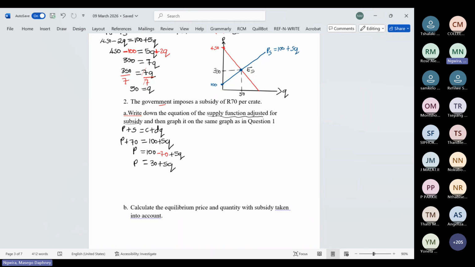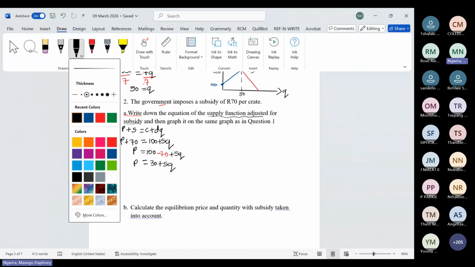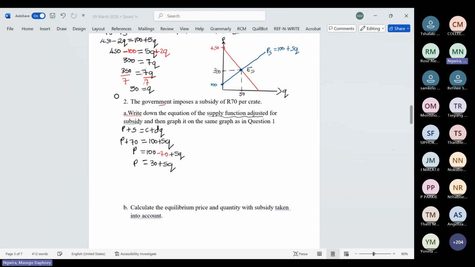I think also on your notes it must be under it. Yes, it's under, so it's 30. Even on your notes it was there, somewhere there. My graph is not drawn to scale. So this one will be PS is equal to 30 plus 5Q.